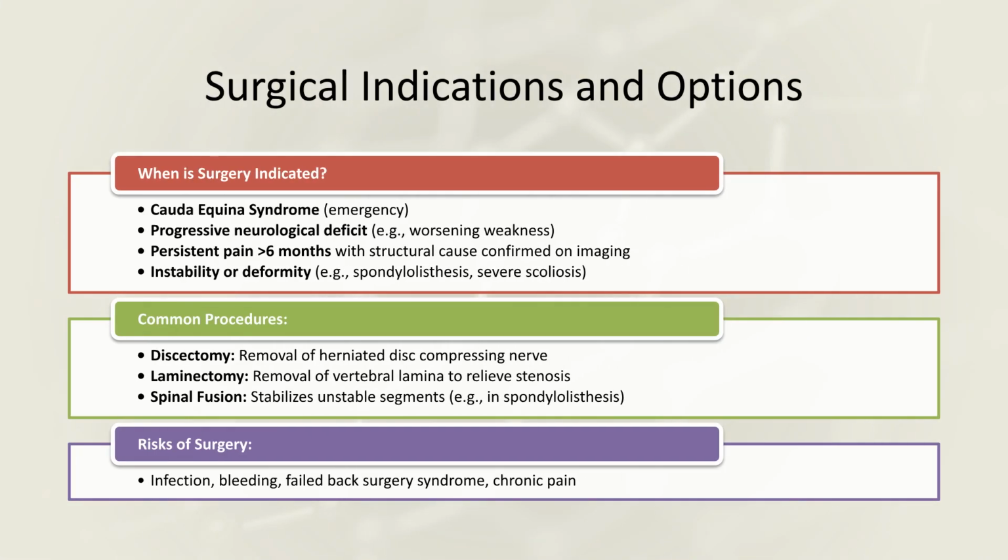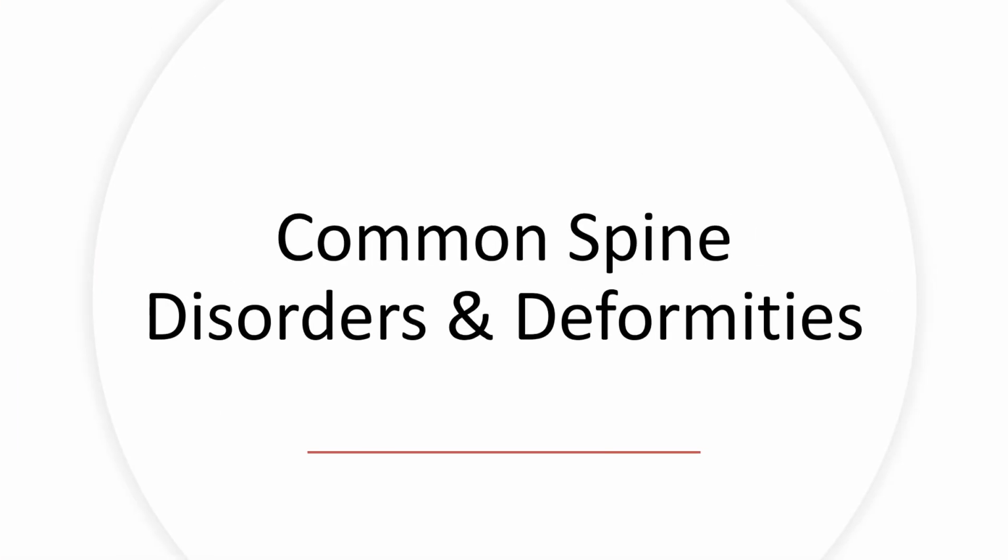Surgery is indicated for emergencies like cauda equina syndrome or progressive neurological deficits. It may also be considered for persistent pain or instability that fails conservative care. Common procedures include discectomy, laminectomy, and spinal fusion. We will now discuss common spine disorders and deformities.